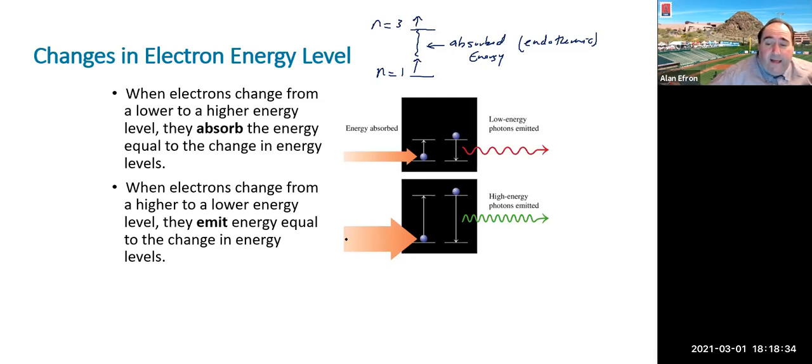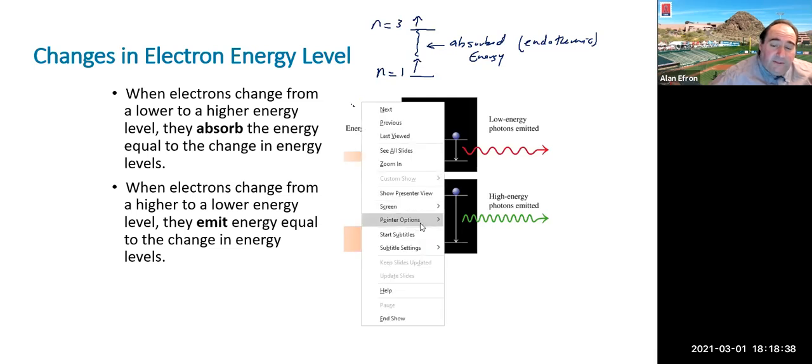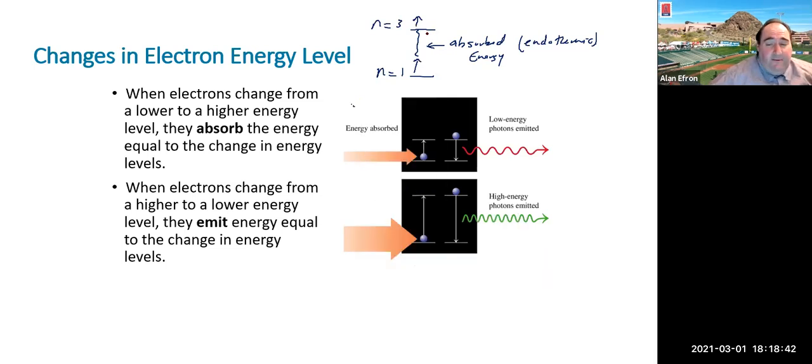But if my electron decides it wants to come back down, which it most likely will, because lower states of energy are always more stable. If my electron started at the third energy level and wanted to come back down to the first energy level, it would come back down. But in order to do that, as I mentioned before, it has to give off that energy in the form of a wave.